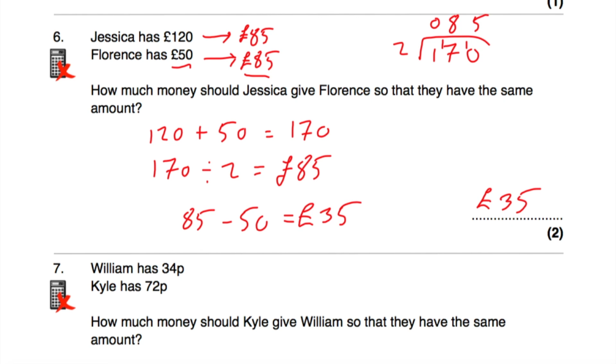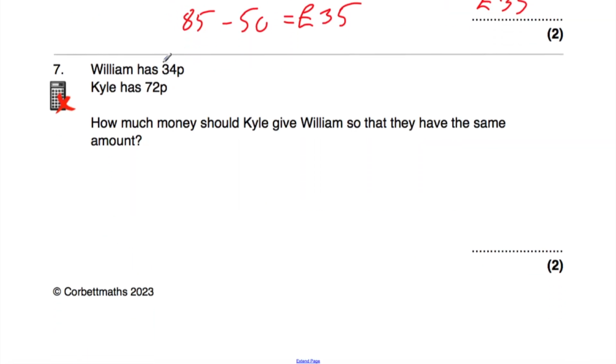Okay, let's have a look at our next question, question number 7. William's got 34p and Kyle's got 72p. How much money should Kyle give William so they both have the same amount of money? Well, let's find out how much they both have if they shared the money equally. So let's add the amount of money to begin with. Let's take the 72p and add the 34p. 72 plus 34 would be 106, so that'll be 106p in total. And then if they share that equally, 100 divided by 2 is 50, 6 divided by 2 is 3, so that'll be 53p.